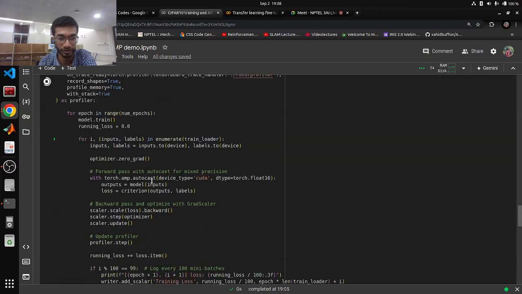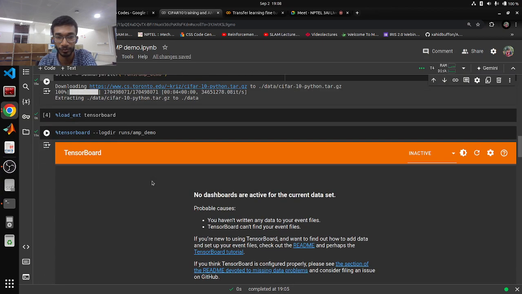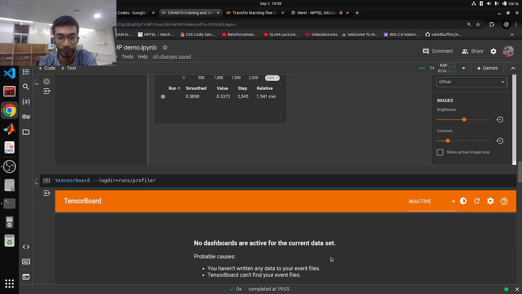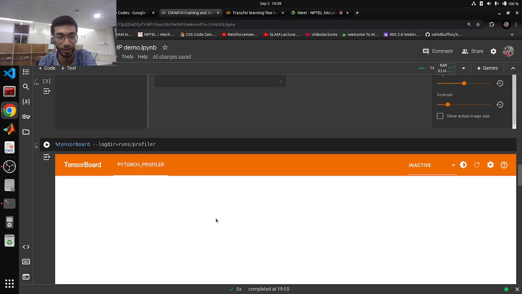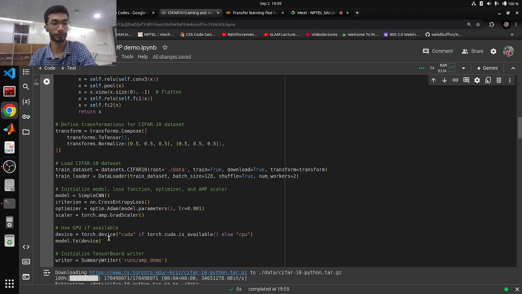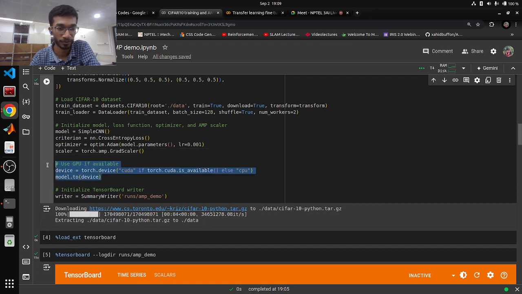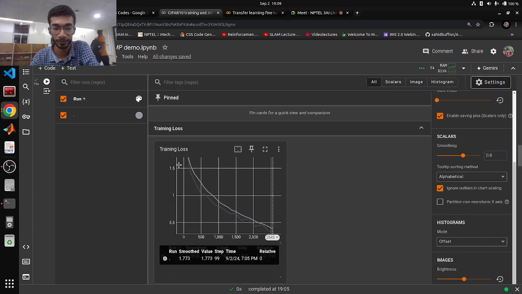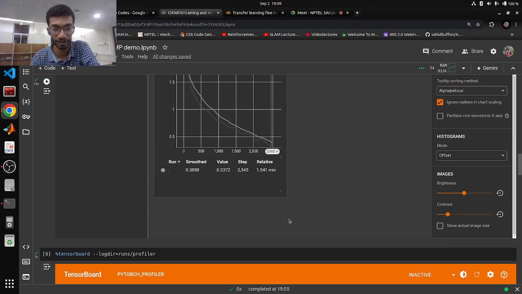Okay, the code is running, so we are just trying to reload this. Well, this is not the important part. The important part is here. Till that loads, we'll just complete this discussion. The scaler is defined using torch.amp.GradScaler, and you're passing your model to the GPU, and defining your TensorBoard summary writer, and this is just a plot of the training loss.